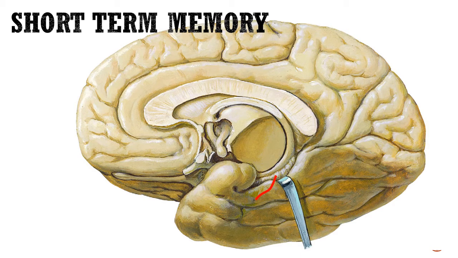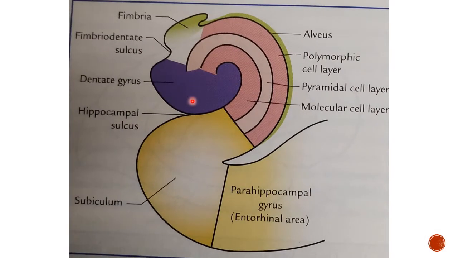Then from the dentate gyrus, the impulses reach the CA3, meaning Cornu Ammonis 3. Here you can identify the dentate gyrus. In the Cornu Ammonis, as we have discussed earlier, there are three areas: CA3, CA2, and CA1. CA3 is near the dentate gyrus, and CA1 is a continuation of the subiculum. This pathway from the dentate gyrus to CA3 is called the perforant pathway. From CA3 to CA1, passing through CA2, the pathway is called Schaffer's collaterals.